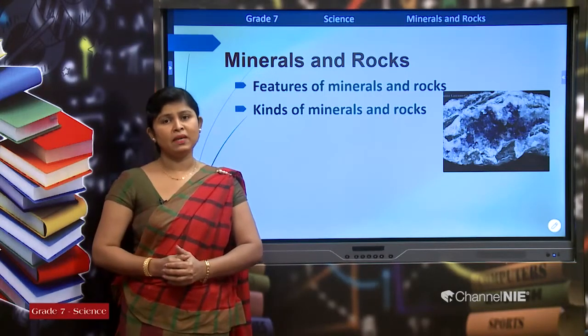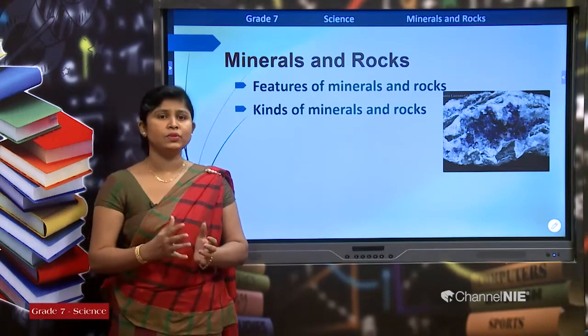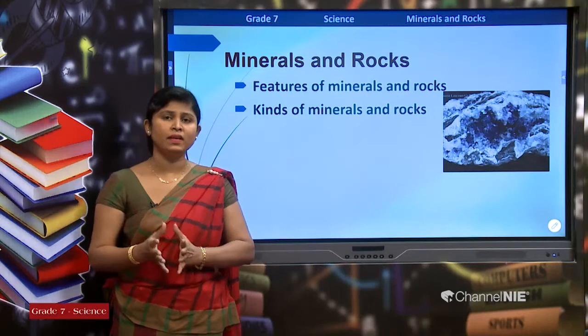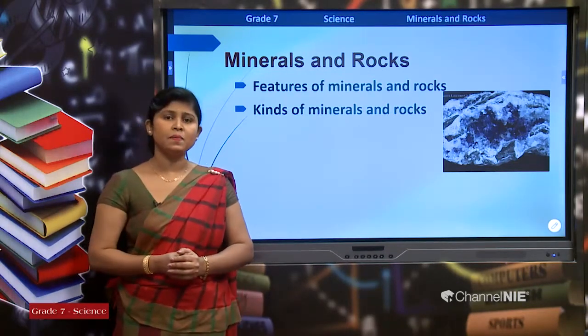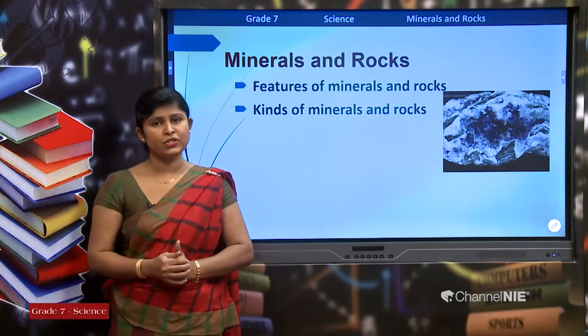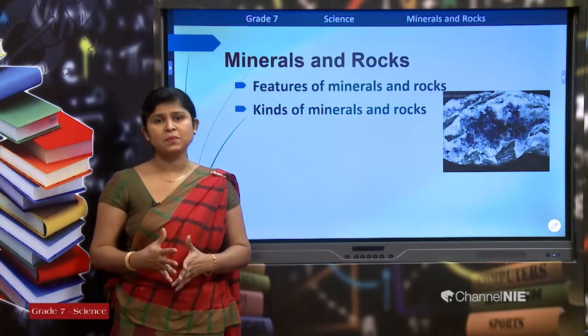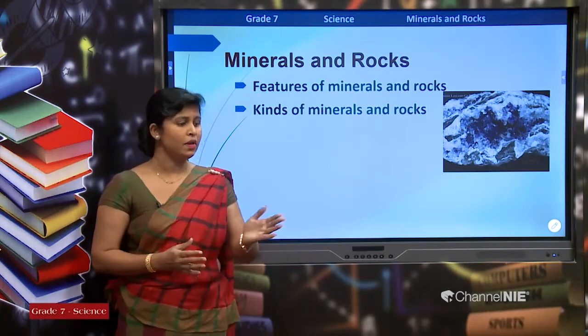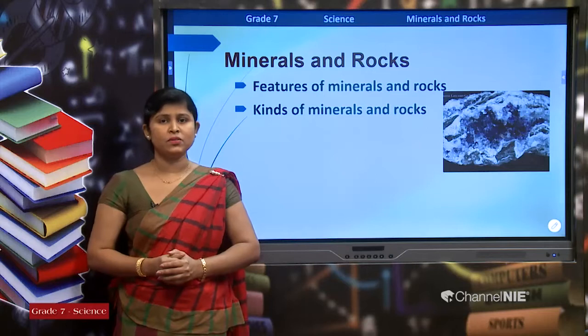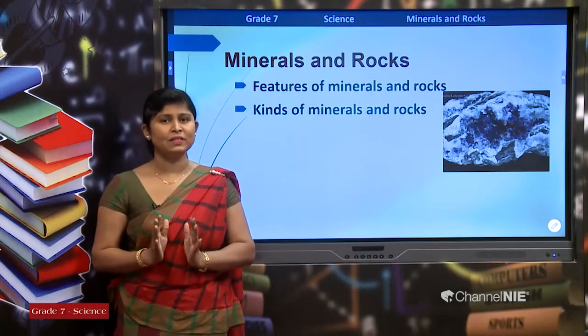The rocks and minerals can be categorized into several types, into different kinds. Especially the rocks are in different types according to the method of formation, and there are different types of minerals also. I have got a sample of minerals to show you, but not now. Wait a moment, right?